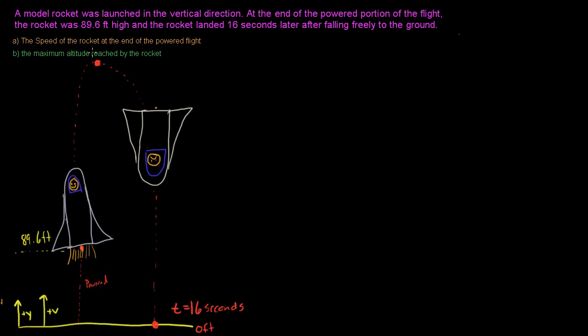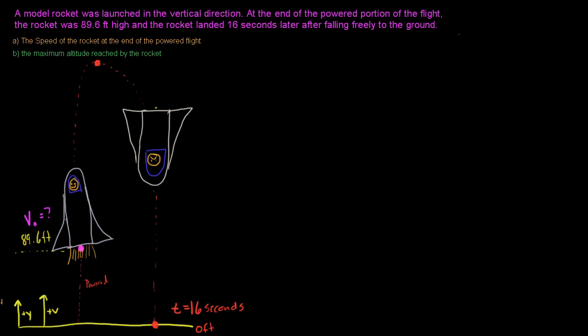So we're asked to determine the speed of the rocket at the end of the powered flight, which is right here, our velocity right at this point, and this is going to be our initial velocity. We're trying to determine our initial velocity.